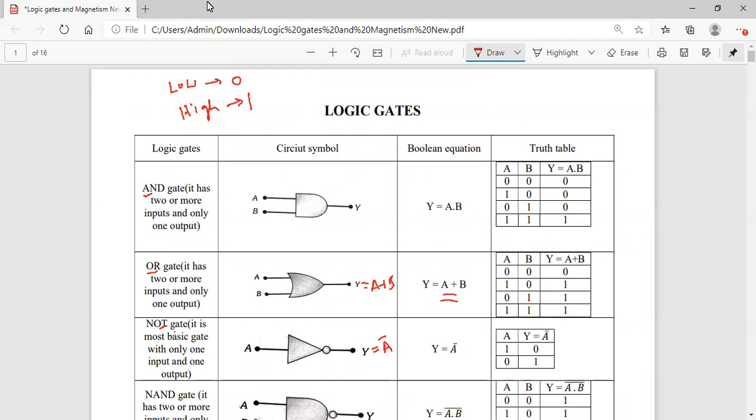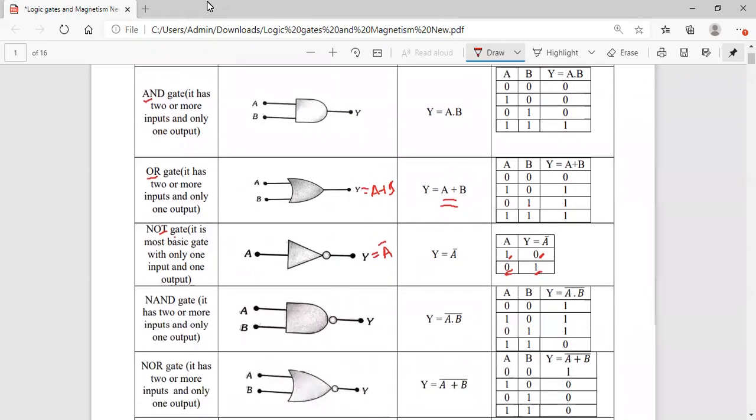Look at the truth table here. If the input is high, output is low. If the input is low, output is high. That is called negation, and it is represented by Y equals A bar.